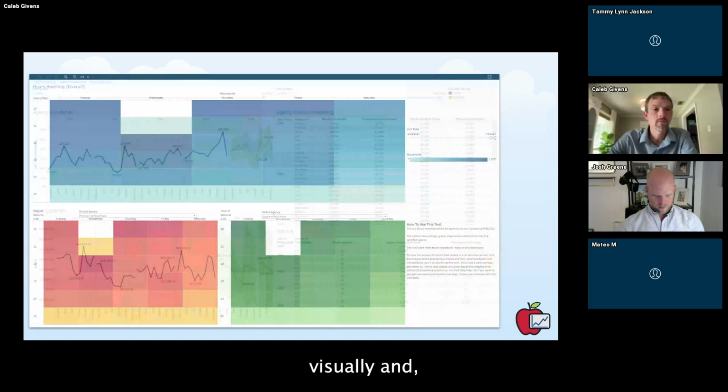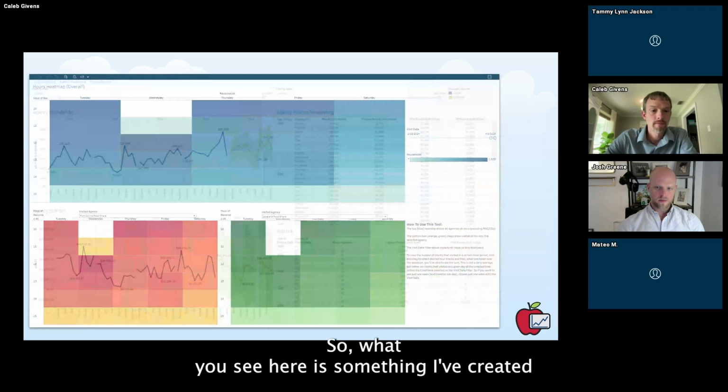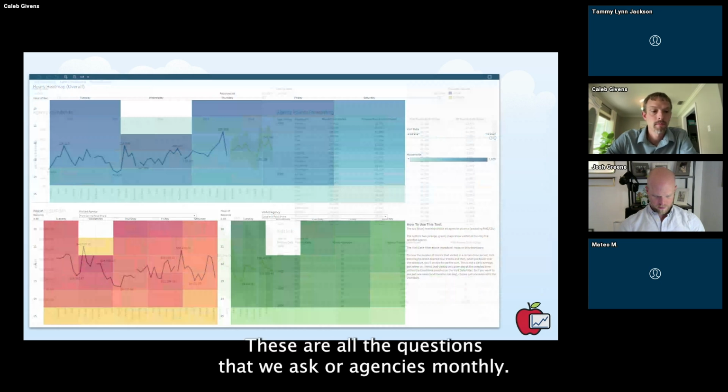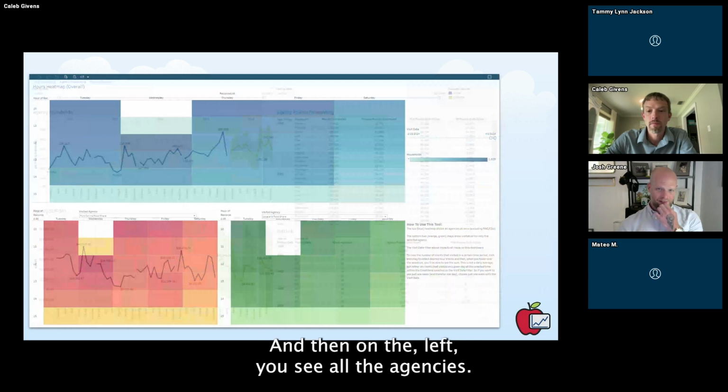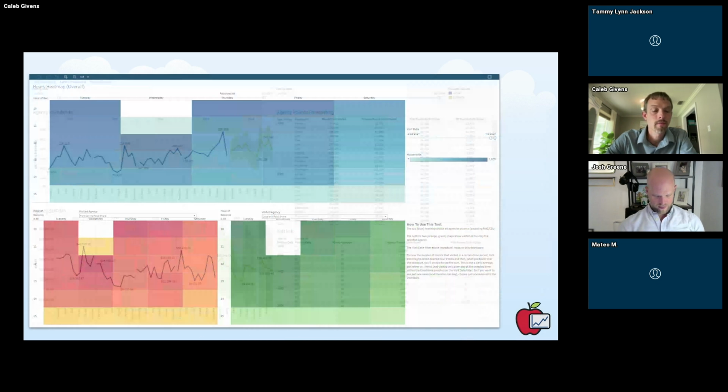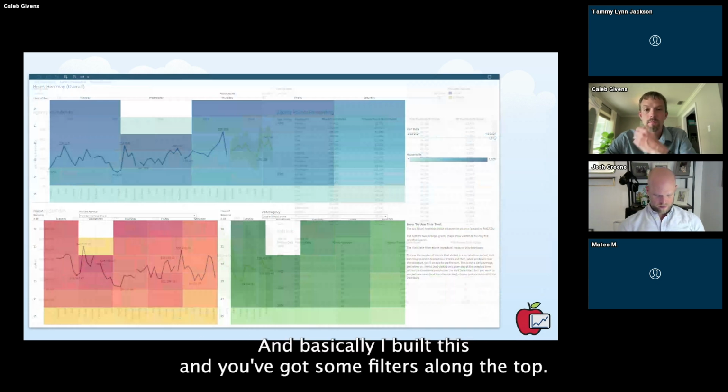And Kev, if you want to go to the next slide, please. So what you see here is something I've created, and it says all service table. These are all the questions that we ask our agencies monthly. And then on the left, you see all the agencies. And if this was live, you'd be able to use the scroll bar to go down. And basically, I built this, and you've got some filters along the top.